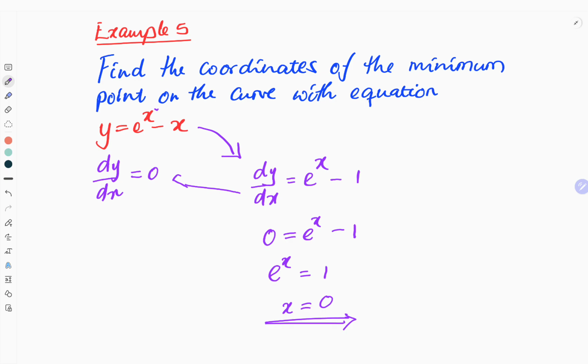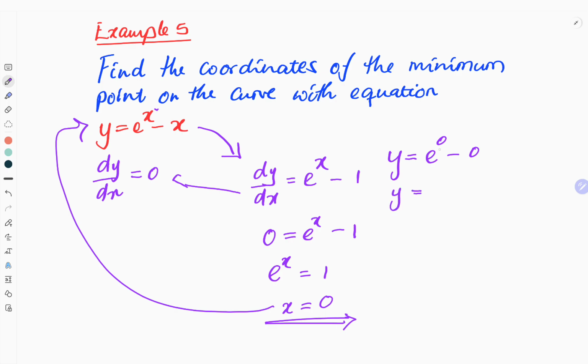Then we want to find the y coordinate. To determine the y coordinate, we take that x and substitute it into the original equation. That will be y equal to e to the power 0 minus 0. And remember, any number raised to power 0 is 1. So the coordinates of the turning point here are 0 and 1. And that's how you differentiate exponential functions.